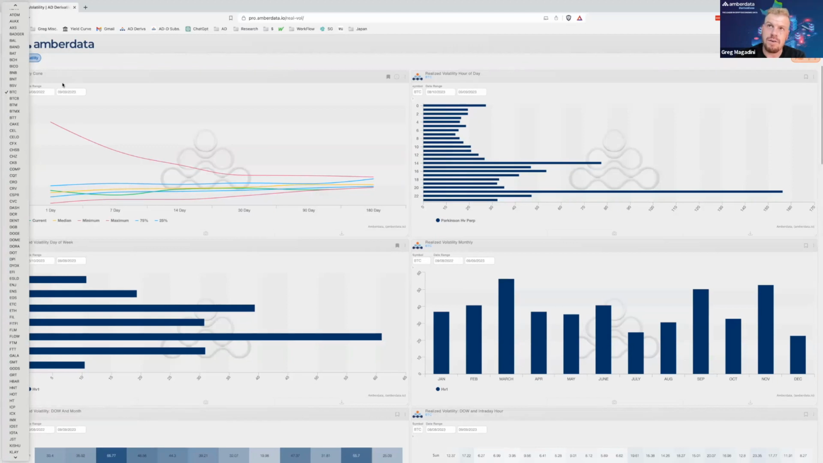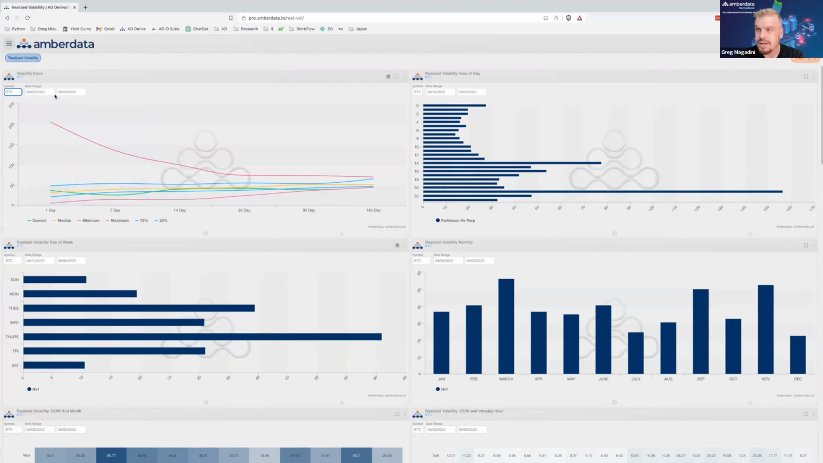And our data set goes pretty far back. Our longest data set is in Bitcoin. It goes back about 12 years. And so let me walk through the analysis here.